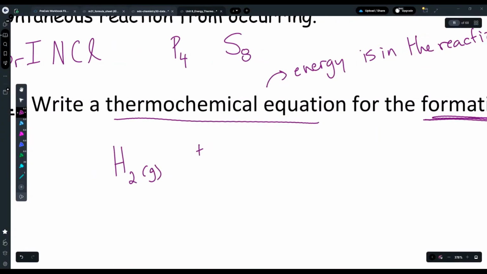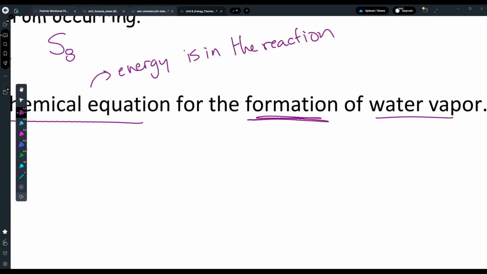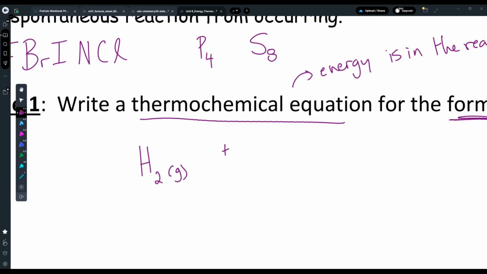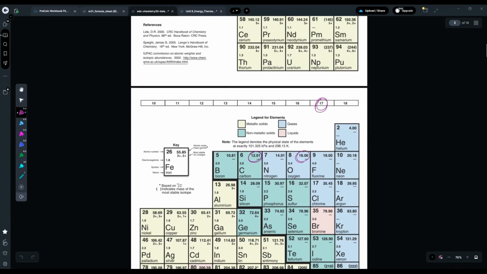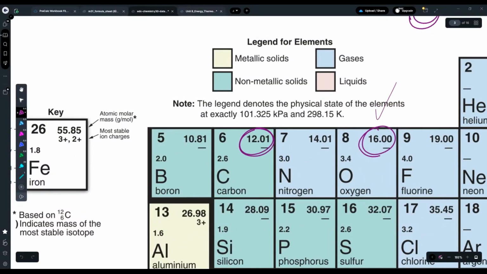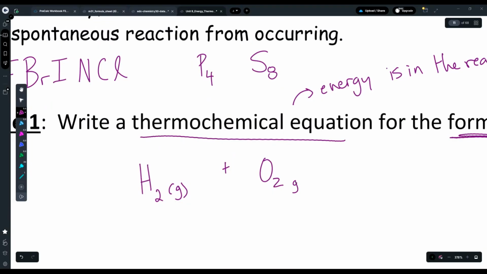All right, so we have the formation of water vapor. So we're forming water from its elements. So hydrogen, diatomic, oxygen, also diatomic, and if we look at our periodic table, oxygen is blue, so it exists at room temperature as a gas.